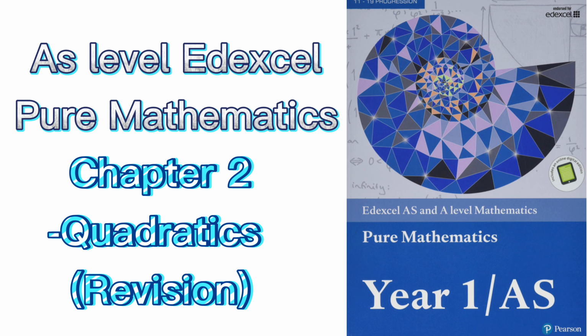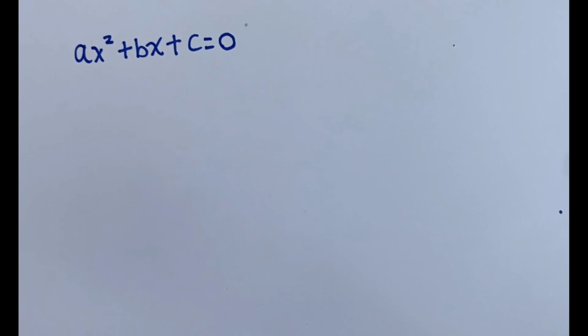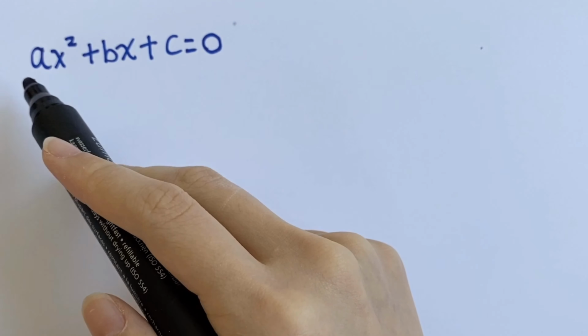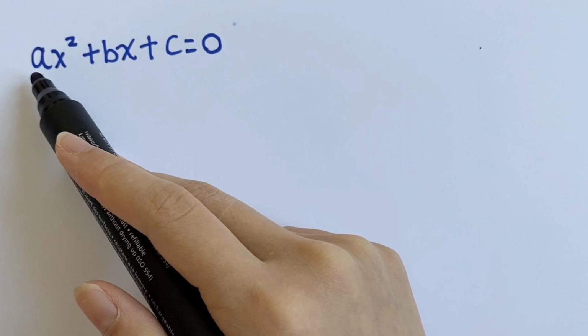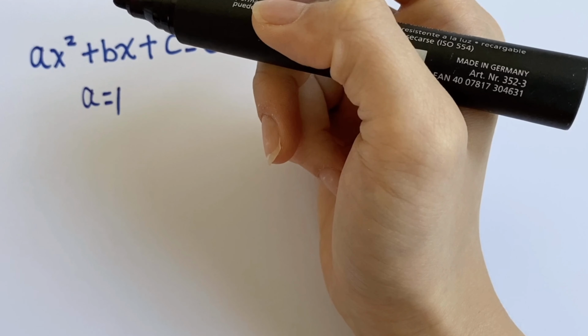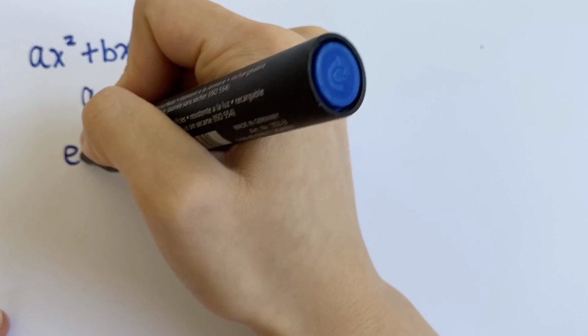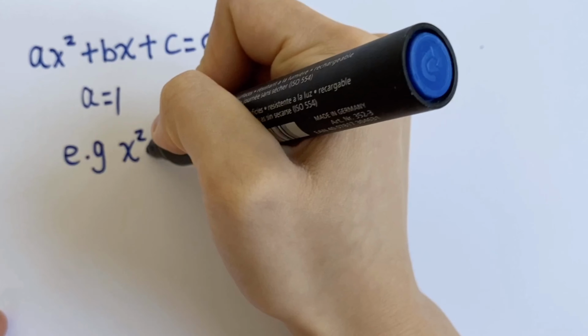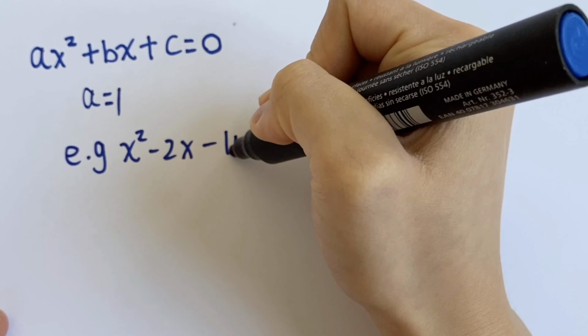Guys, this is Edexcel Maths, and today we're going to look at quadratics. The first thing you need to know is that every quadratic equation takes this form. What you might have come across is when a equals 1 in IGCSE. Let's give this an example. For example, x squared minus 2x minus 15 equals 0.